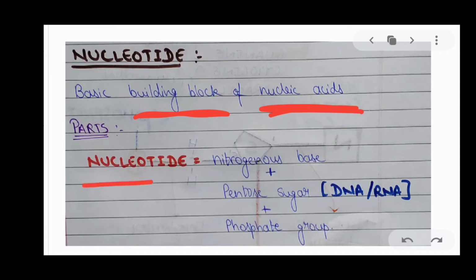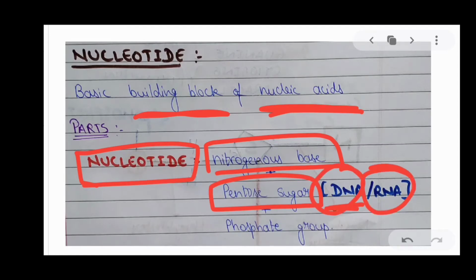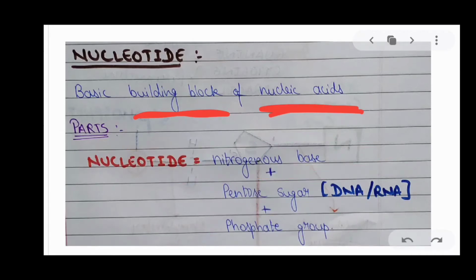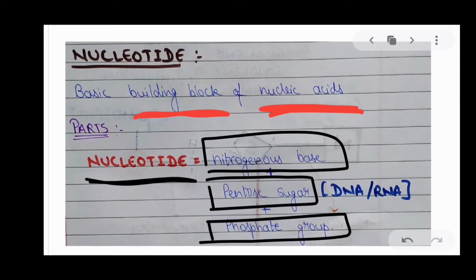Now, the nucleotide is made up of three components. The first is the nitrogenous base, which can be purine or pyrimidine. We're going to see it in the next slide. The second one is the pentose sugar: deoxyribose in case of DNA and ribose in case of RNA. And one more thing, the phosphate group. So the nucleotide is made up of nitrogenous base, pentose sugar, and phosphate group. These three components combined together form the nucleotide.